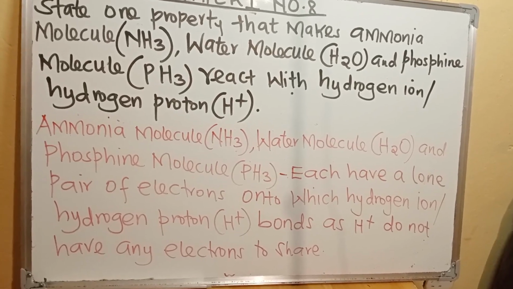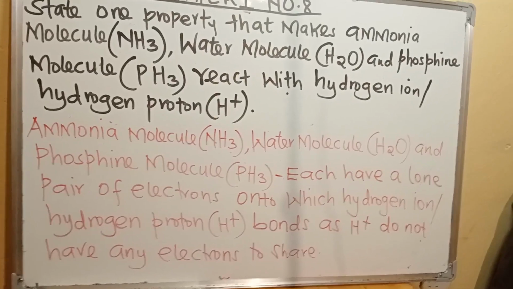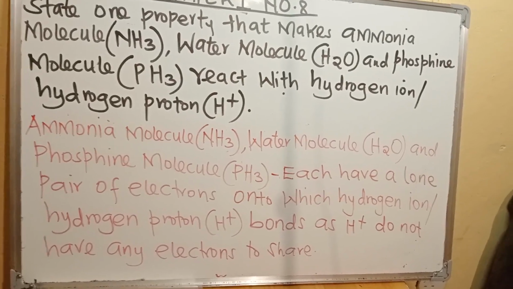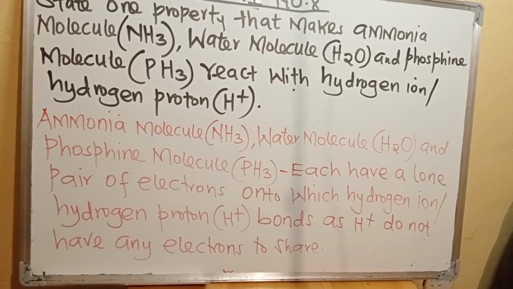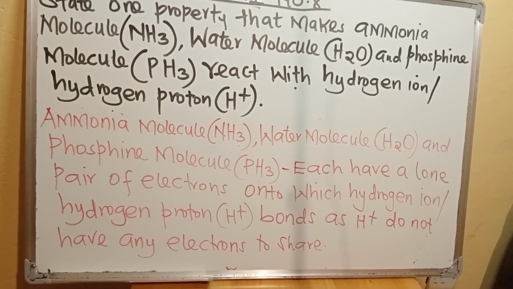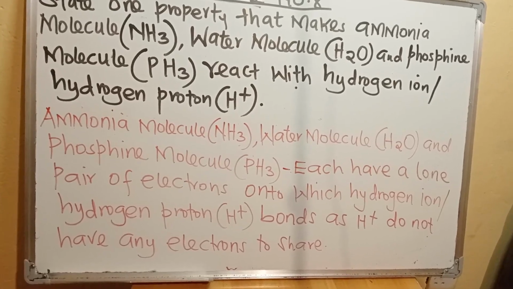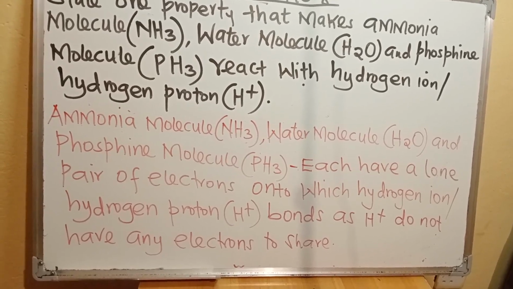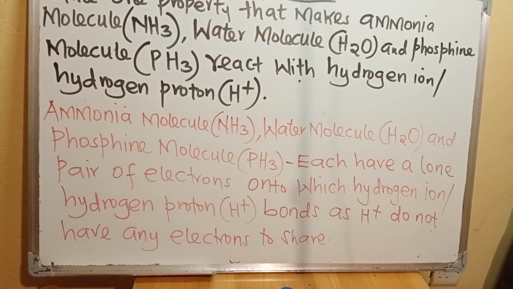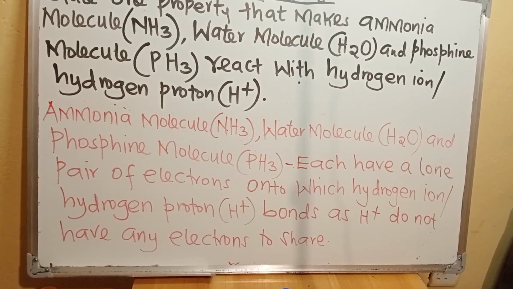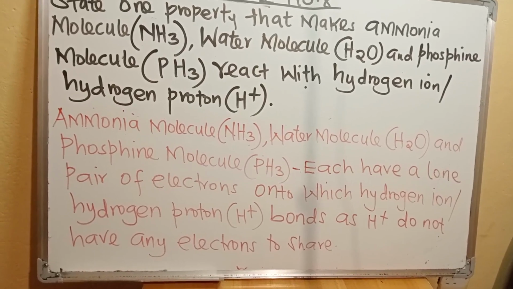And now each one of them has a lone pair of electrons. A lone pair of electrons means that pair of electrons that is not yet bonded to anything. So that is where the hydrogen proton will come in and attach itself. So the answer is that the ammonia molecule, NH3, the water molecule, H2O, and the phosphine molecule, PH3, each has a lone pair of electrons onto which the hydrogen ion or the hydrogen proton, H positive, bonds, as the hydrogen proton does not have any electrons to share with any of the molecules.